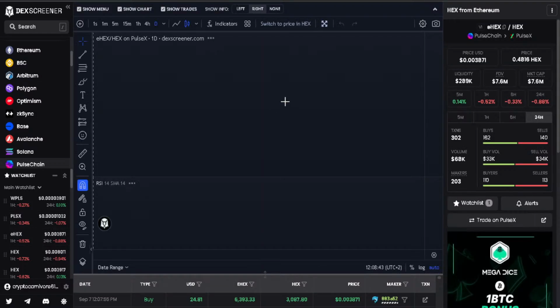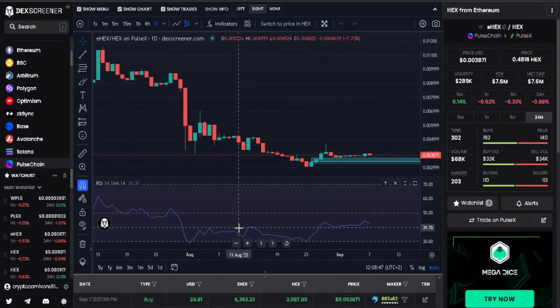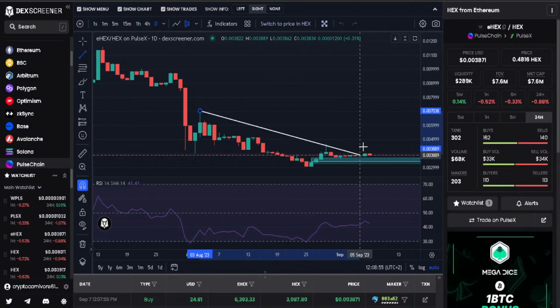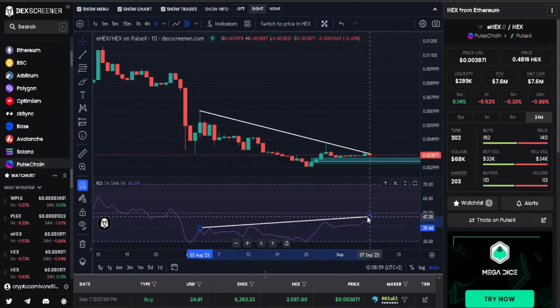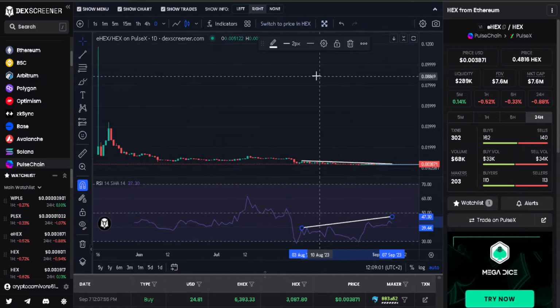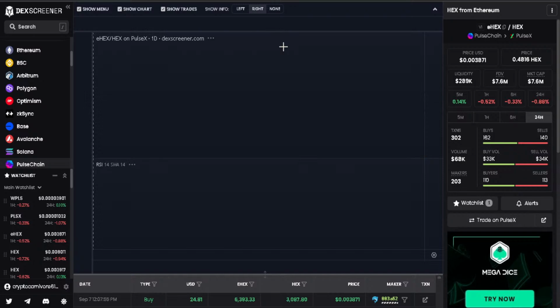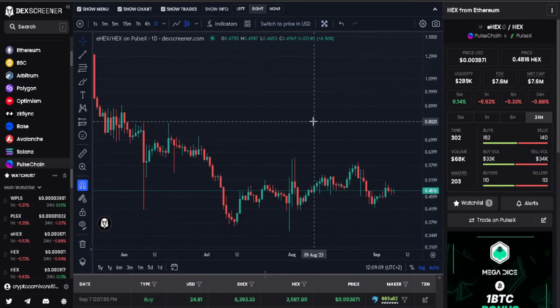This is EHEX. I mean, this has already broken out of these levels. This is extreme bearish divergence here. I mean, it's going lower. Prices are. That's bearish divergence. Let's switch to see what the prices of the two HEXes are doing against each other.